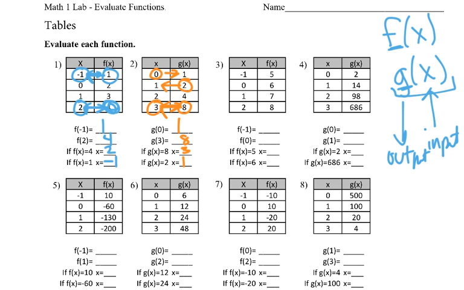Okay, number 3, f of negative 1. So, f of negative 1 would get us to 5. Okay, so f of x equals 5 would get us back to negative 1. Okay, then f of 0 is 6. So f of x equaling 6 would take us back to 0.